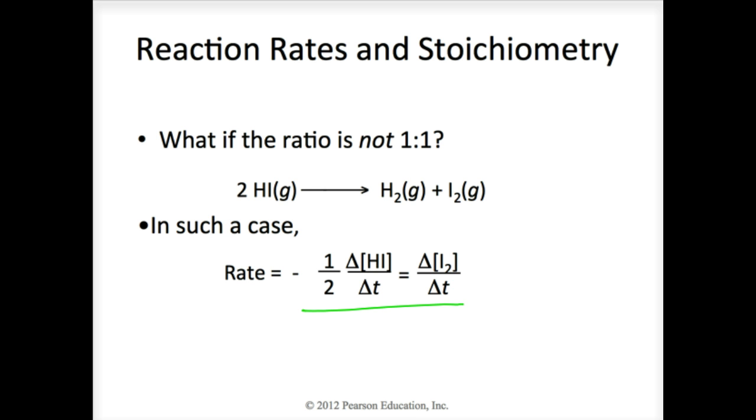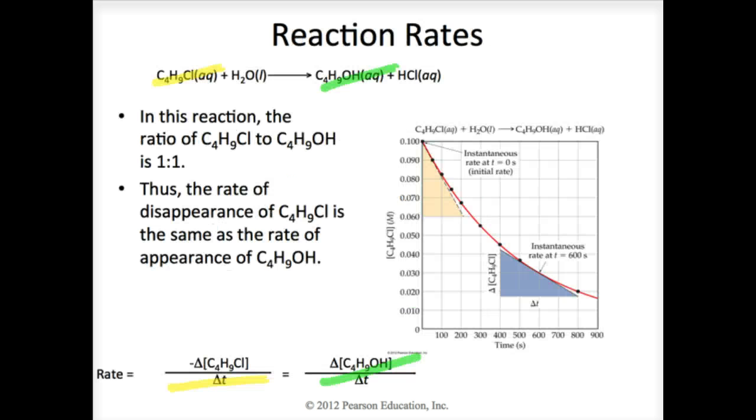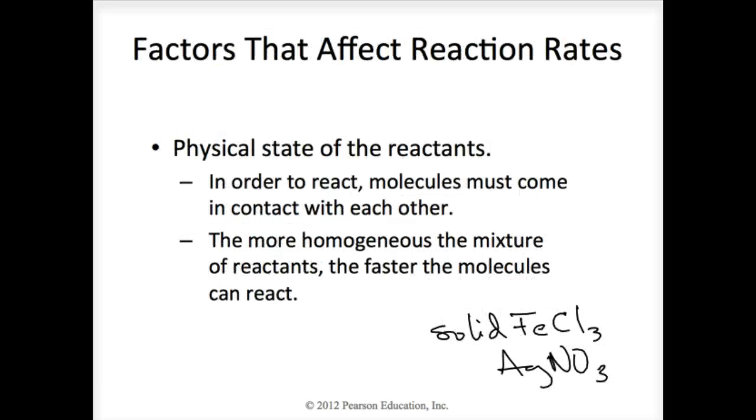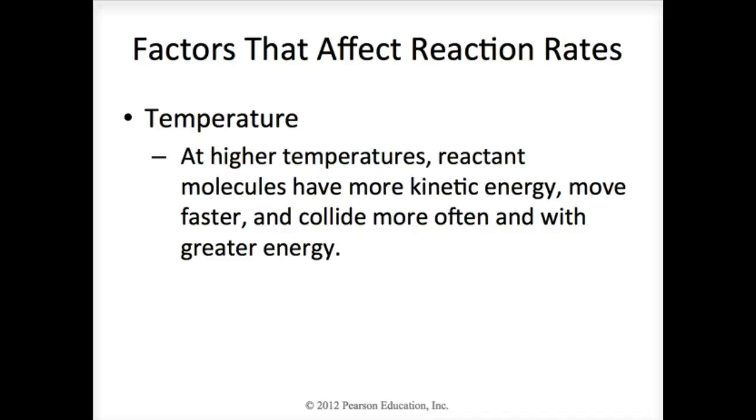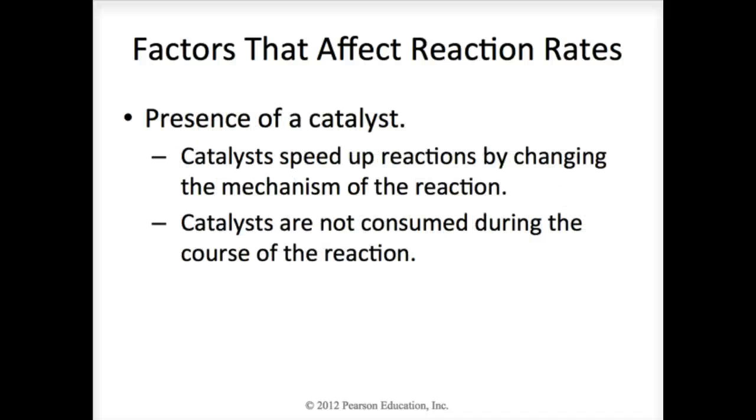The main thing, again, going back, is that the factors that affect our reaction rate are the factors that affect this rate over time, this change in concentration over time. In essence, those factors are the physical state of the reactants, the concentration of the reactants, the temperature, and the presence of a catalyst. And we'll actually spend a lot of time talking about catalysis later on.